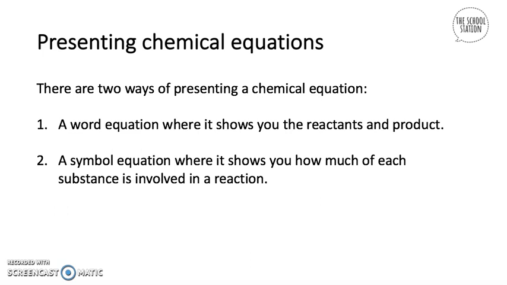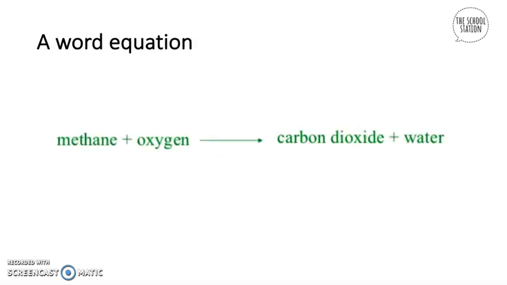Again, however, a symbol equation sometimes is not balanced, which is why you get these questions about balancing equations, because according to the law of conservation of mass, everything has to be equal. So this is why we have to balance equations, but we're going to be talking about this more later on. Just to go through an example, a word equation is methane plus oxygen turns into carbon dioxide plus water. You just write it down, and it's really easy to write down a word equation.